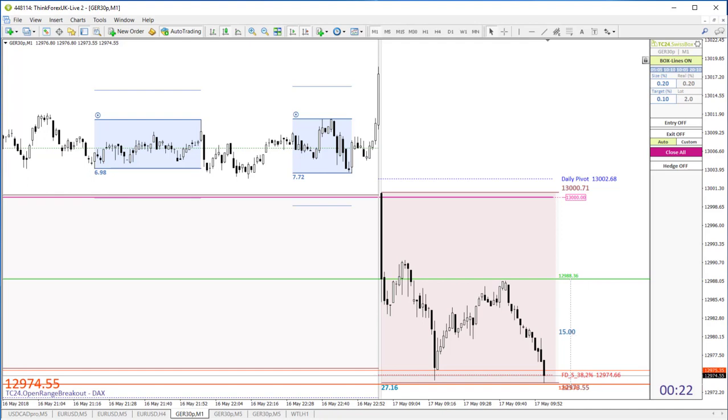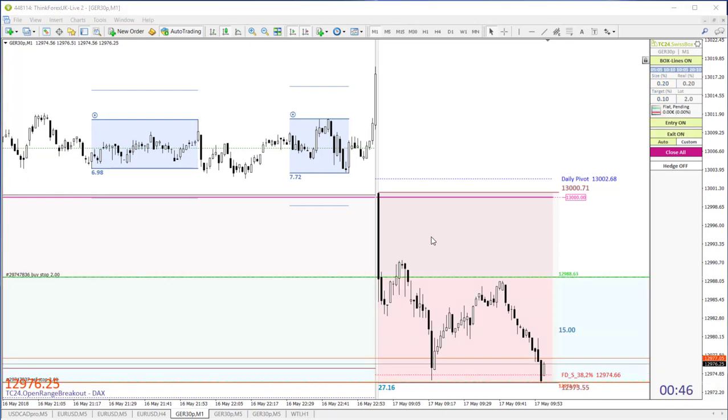Nonetheless, I'm going to use this level, my risk size 0.2%, target 0.10, and I'm going to wait a couple more minutes to click on the entry button. So yeah, I'll be back once the market opening has happened.